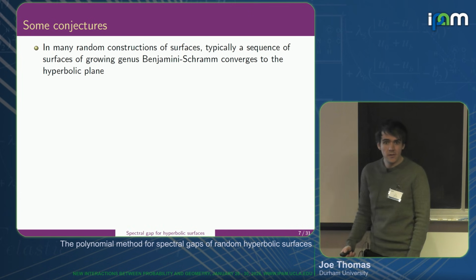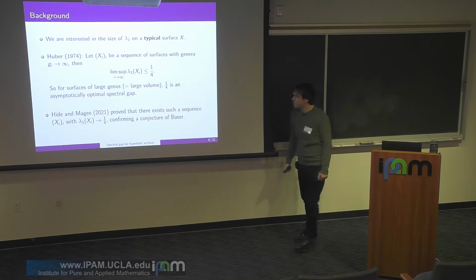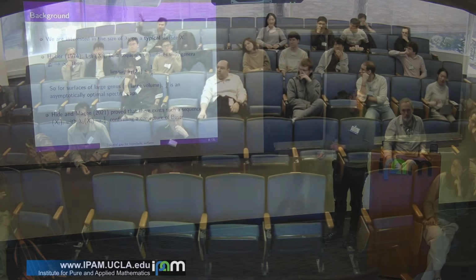So is this some analog of the Ramanujan graph in the discrete setting? Yeah, it's exactly that. So 1/4 is the Ramanujan bound for hyperbolic surfaces. But there are explicit constructions on the graph side using some algebraic properties. Yeah, there's explicit constructions there, but for surfaces, we have no idea.